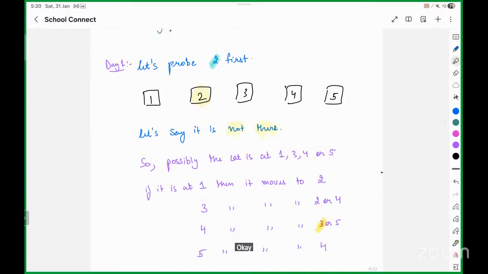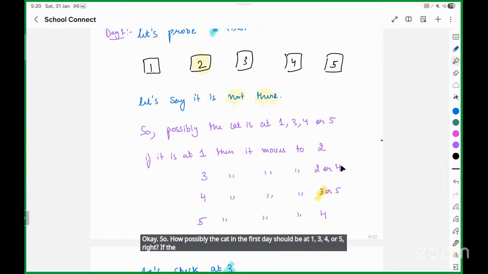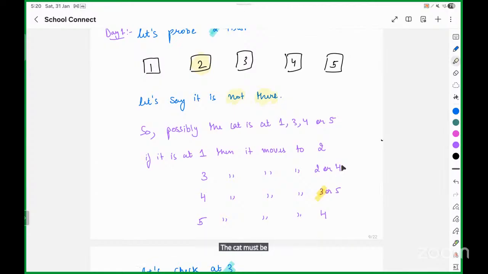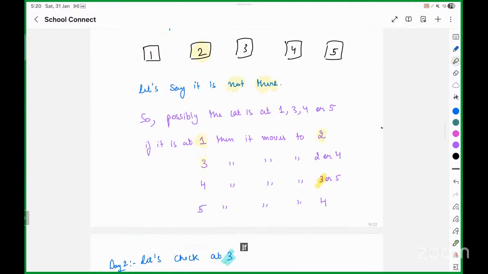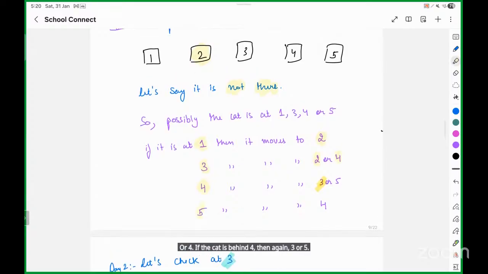Okay. So possibly the cat on the first day should be at 1, 3, 4, or 5, right? If the cat was not behind 2, then the cat must be at 1, 3, 4, 5. Now, if it is at 1, then it will move towards 2 because it's the only option there. If the cat is behind box 3, then it will have moved to 2 or 4. If the cat is behind 4, then again 3 or 5. And if at 5, then again 4, because the cat can't move from 5 to 3.